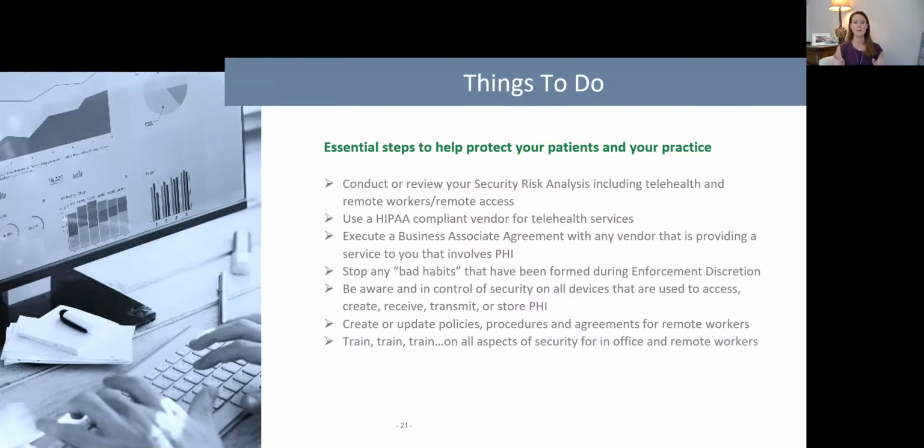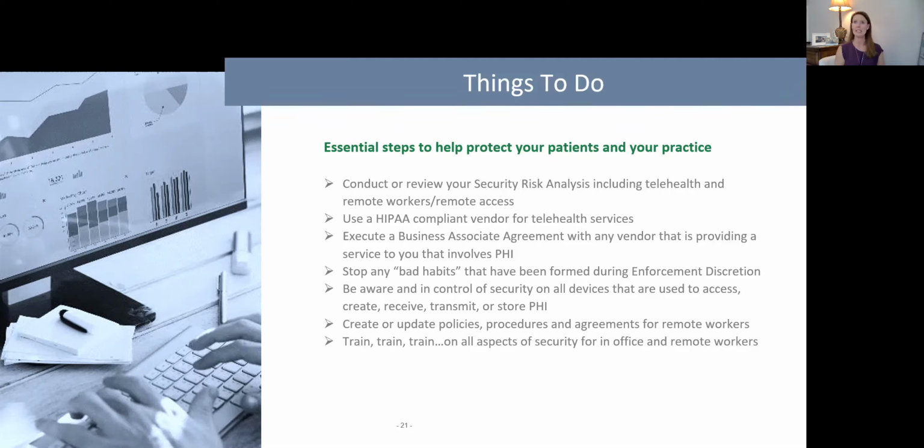And this one is probably the most important, and I probably should have put this as number one, but stop any bad habits that have been formed during enforcement discretion. If providers have been texting more, if your staff has been texting more, if we're communicating with patients in ways that have been non-conventional and that we didn't do before enforcement discretion, we have to figure out better ways, because enforcement discretion is going to go away.